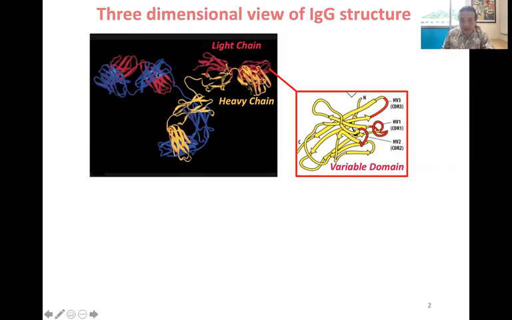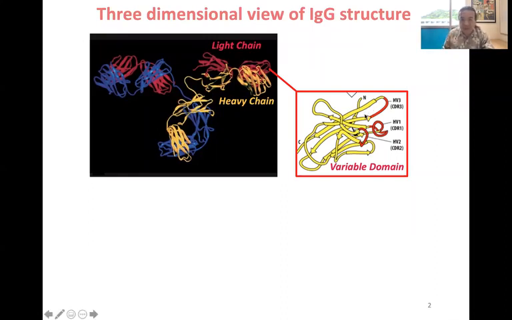So in here, the blue is one heavy chain, the yellow is another heavy chain, and then two light chains, the red ones. Each arm of this Y-shaped molecule, at the end, we have what we call a variable domain, right? So this is the part that will vary in shape from immunoglobulin to immunoglobulin.